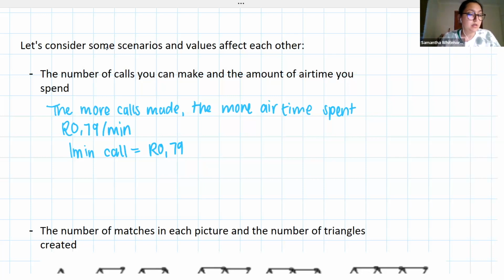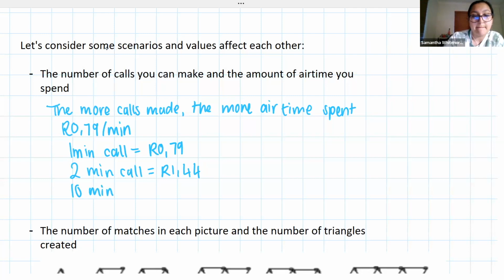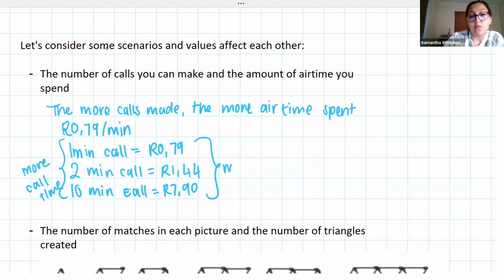If we spend 2 minutes on a call, we're going to have to double that. And double that would be R1.58. If we spend, let's say, 10 minutes on a call, we'd have to times that by 10. So a 10-minute call, we'd have to spend R7.90. And so what we're seeing is that the more call time we have, the more we spend.